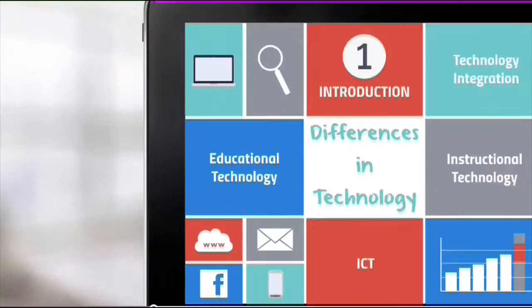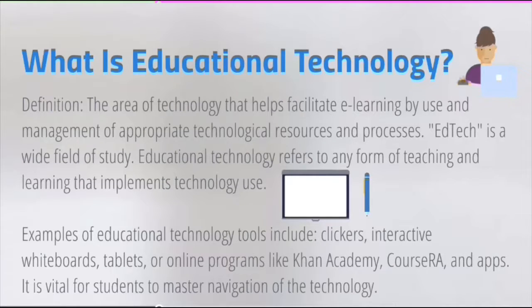The second term is educational technology. The definition for educational technology reads: the area of technology that helps facilitate e-learning by use and management of appropriate technological resources and processes. Educational technology may also be referred to as EdTech. This is a very wide field of study. Educational technology refers to any form of teaching and learning that implements technology use. So basically what this is saying is you can take a lesson and implement any technology into it, and that falls under educational technology. But the technology used also needs to aid the lesson in a proper way.